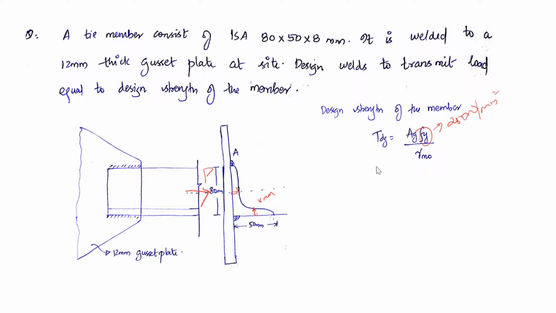And gamma m0 is what? From table number 5, you will get gamma m0 as 1.1. So the only unknown here is Ag, that is the gross area of this angle section, isn't it?